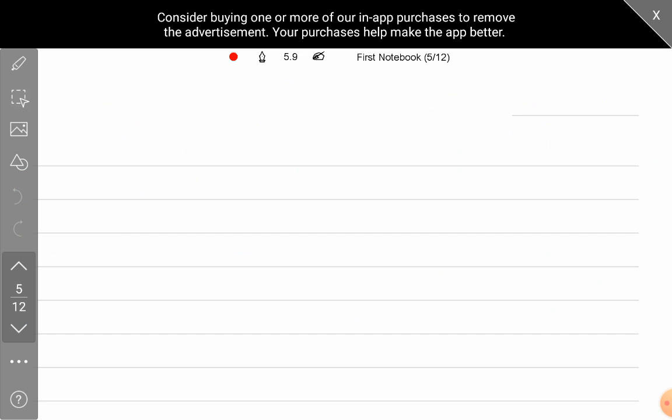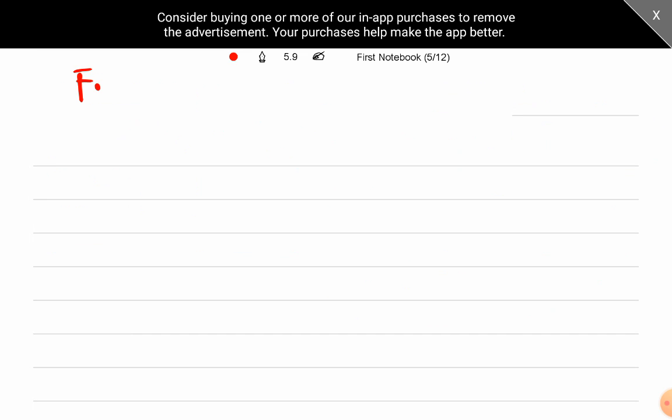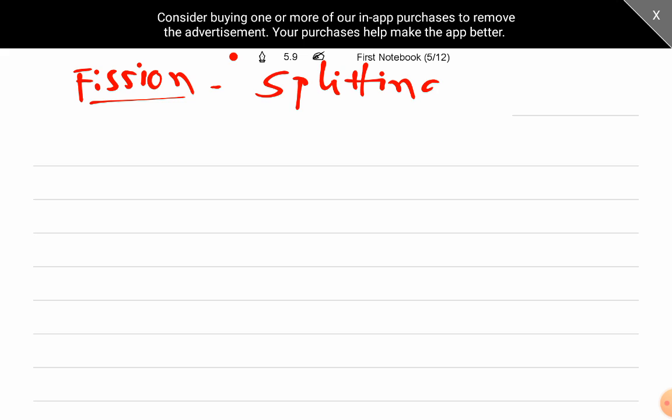Let us talk about fission first. Now what is fission? It involves the splitting of the parent organism into two or more daughter cells. Splitting is the main concept behind this. So one parent is split into different daughter cells or daughter organisms. So in this case, the parent is lost. The parent is lost in case of fission.